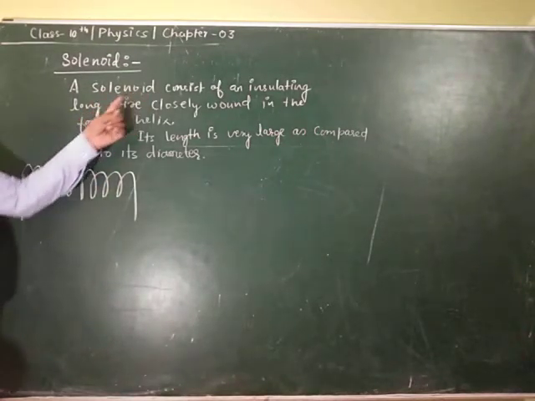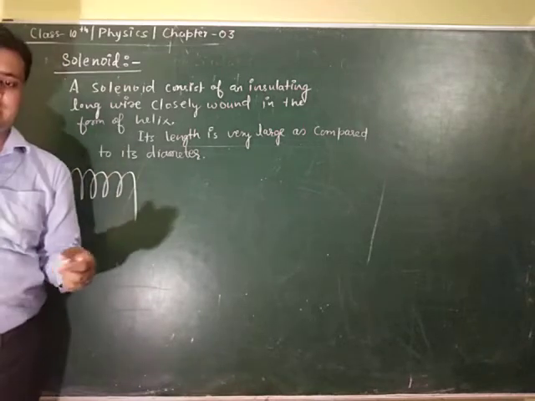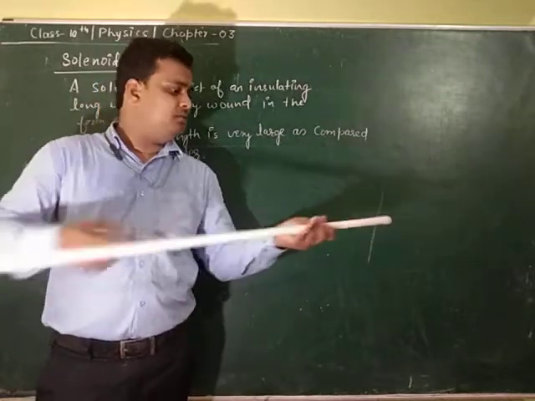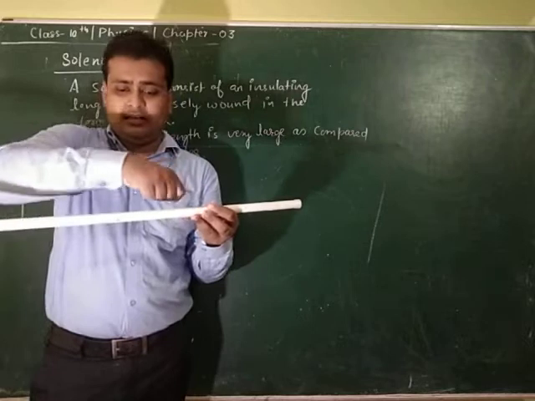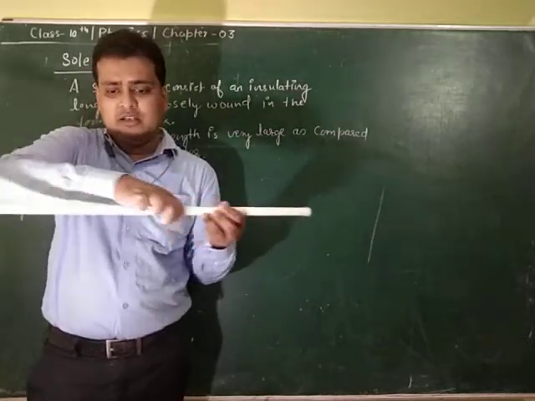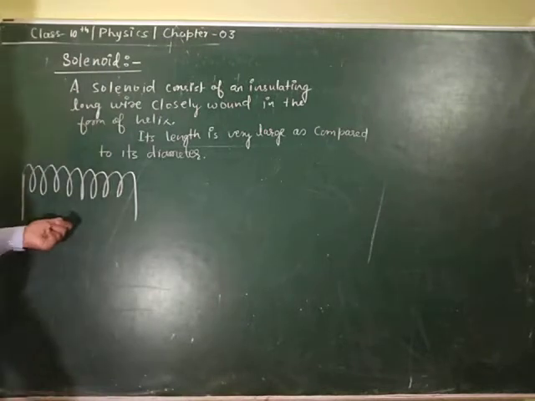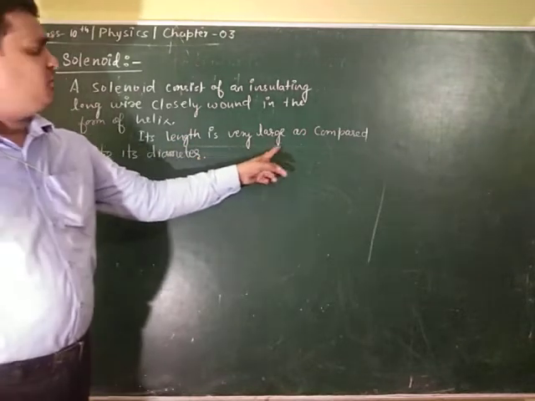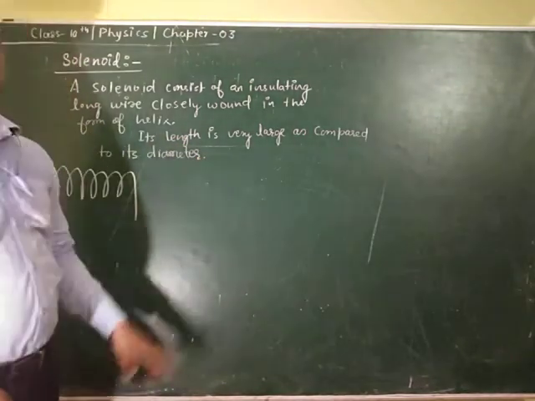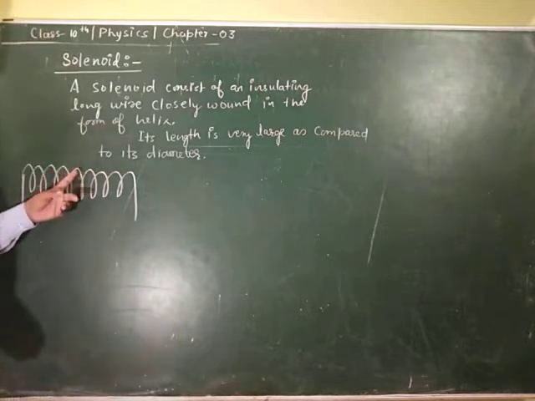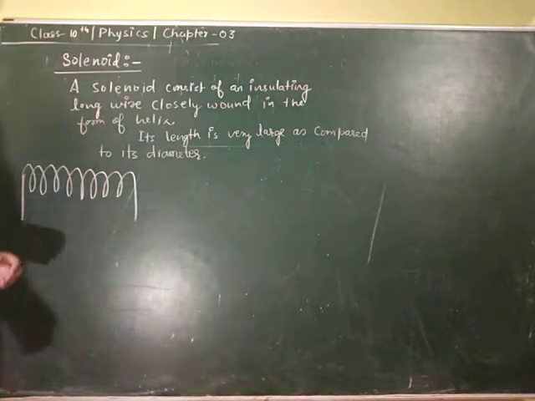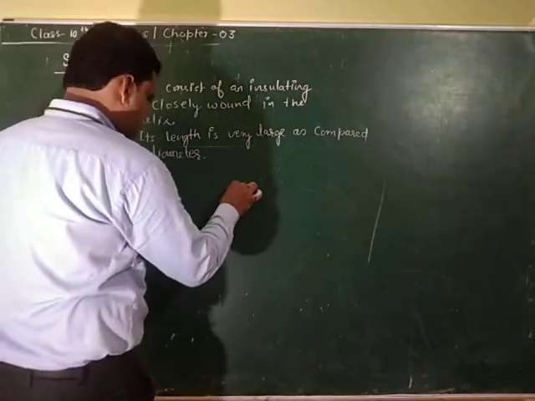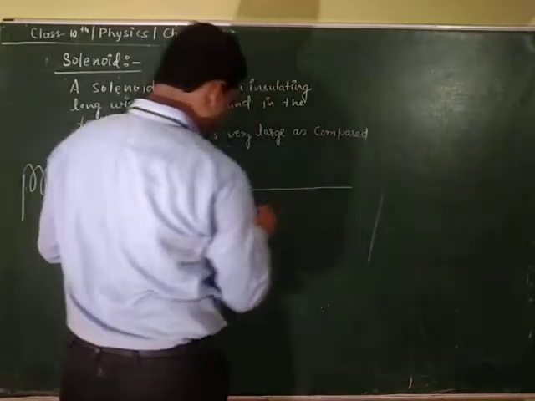So a solenoid consists of an insulating wire. When you take an insulated copper wire, suppose there is an insulating cylinder, and you start winding the copper wire tightly around it, there will be a shape just like this, and this is known as a solenoid. The main condition here is that its length must be very large compared to its diameter. And we also have to study the magnetic field produced by a solenoid. So this is the solenoid shape. For this, consider this. I am just drawing the solenoid here.